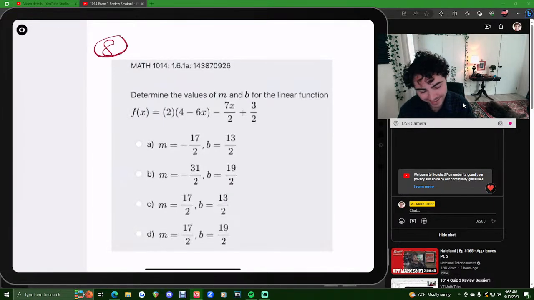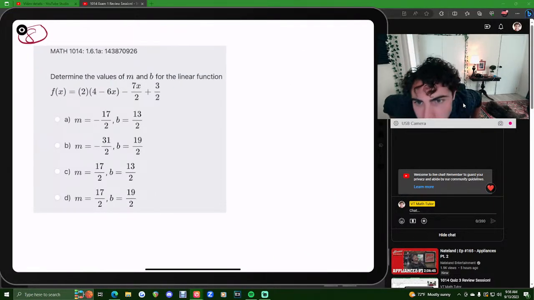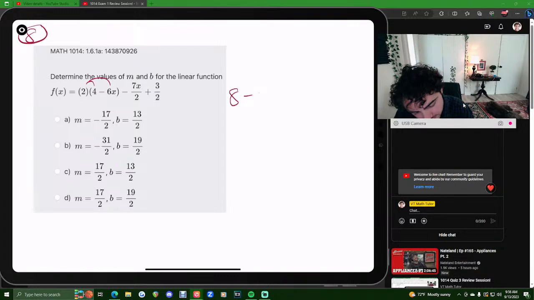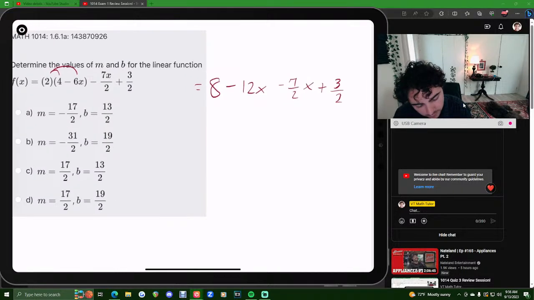Here is number 8. They say determine the values of m and b for the linear function. So the idea is they've given us a function that looks a little jumbled, or it's got a lot of terms, and our goal is to simplify it, combine like terms, and eventually have it in the form of f of x equals mx plus b. Okay, so let's start by distributing the 2. 2 times 4 is 8. 2 times negative 6x is negative 12x. We still have the minus 7 over 2x plus 3 over 2. So we are just simplifying this here.